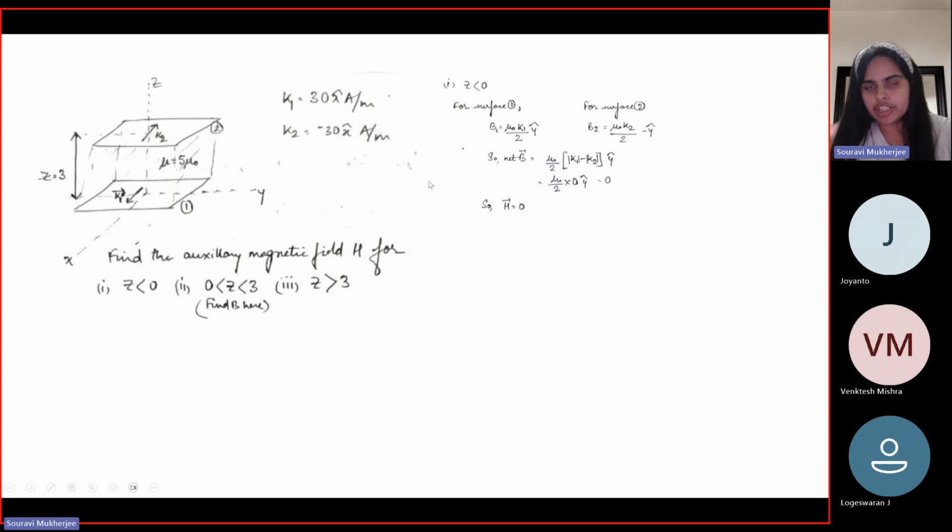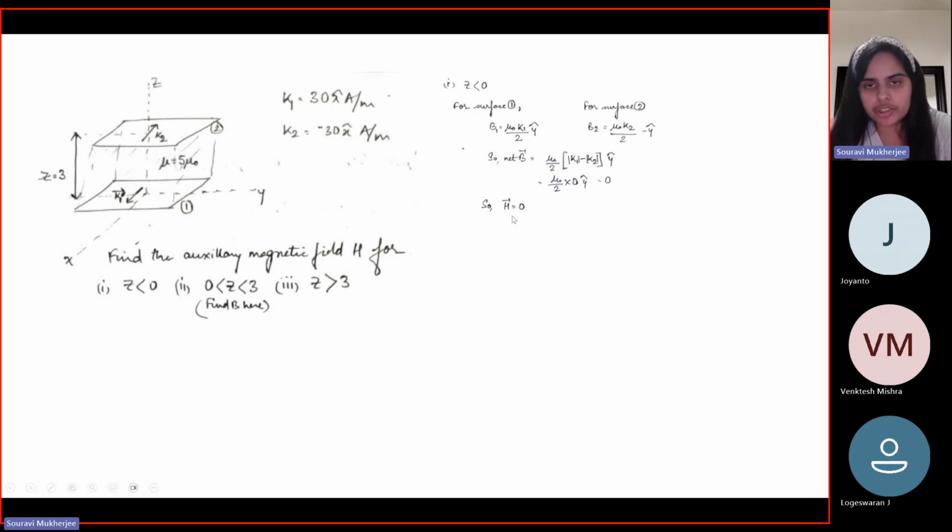So that means the net magnetic field will be given as mu naught by 2 into K1 minus K2, and K1 and K2 are basically magnitudes here, the K1 magnitude minus the K2 magnitude. Here both are the same. So that means outside, the net magnetic field should be 0 and H should also be 0, right?